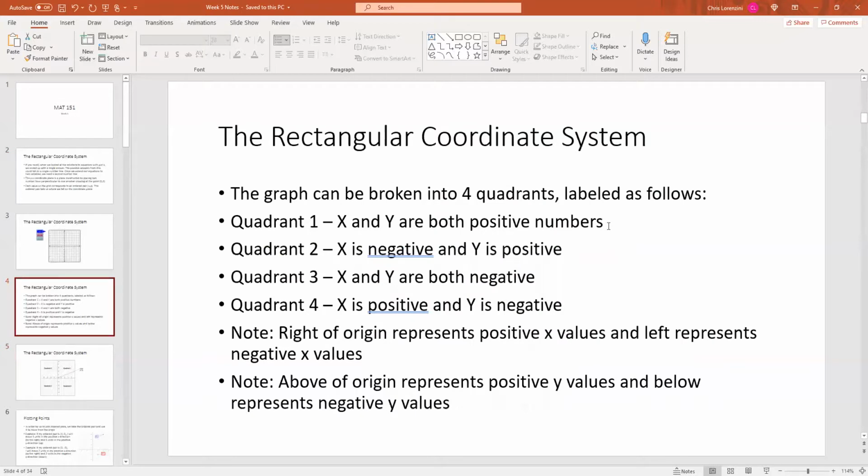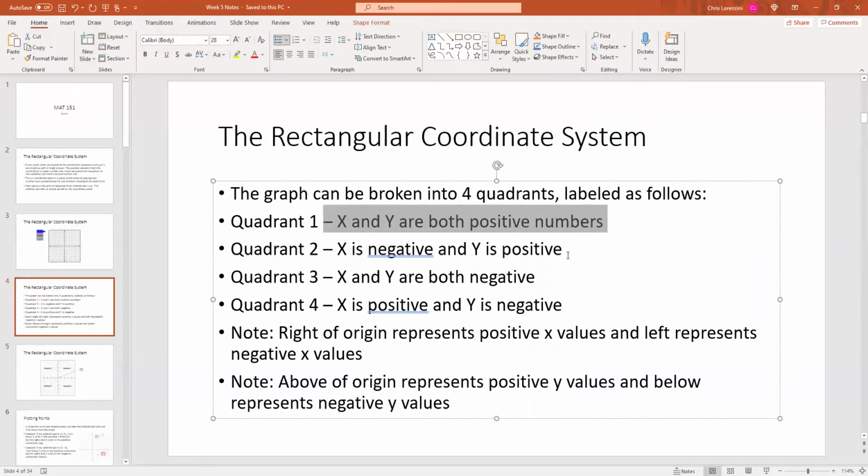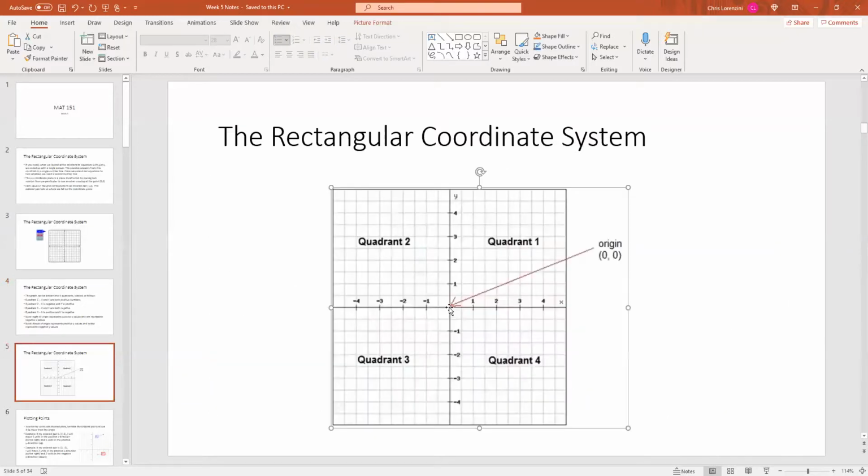If I'm in that first quadrant, both x and y are positive numbers. If I'm in quadrant 2, that means I'm left of the origin, but still above the x-axis. X is negative, y is positive. If I'm in quadrant 3, I am left and below the origin point, so x and y are both negative. And when I'm in quadrant 4, I am to the right of the origin and below the origin. So x is positive and y is negative.